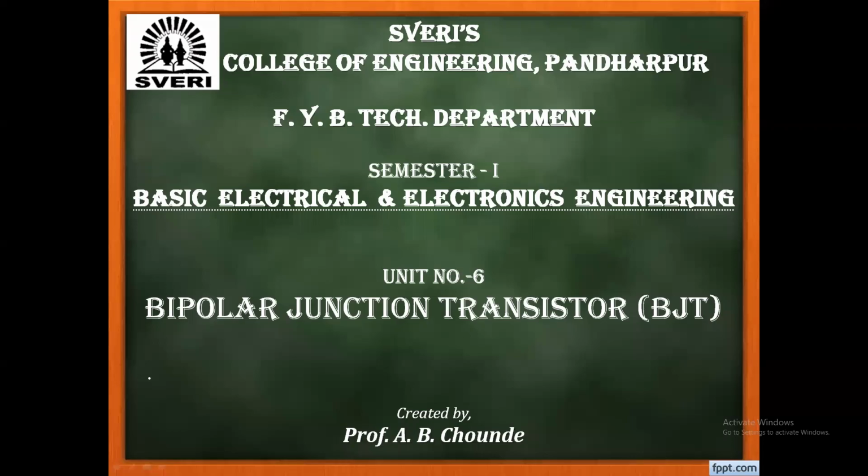So in this session, we will start the next topic, and the title of the topic is bipolar junction transistor. In short, you can call it a BJT. B stands for bipolar, J stands for junction, and the transistor. So this is the second basic component in the electronics field that we call a transistor.